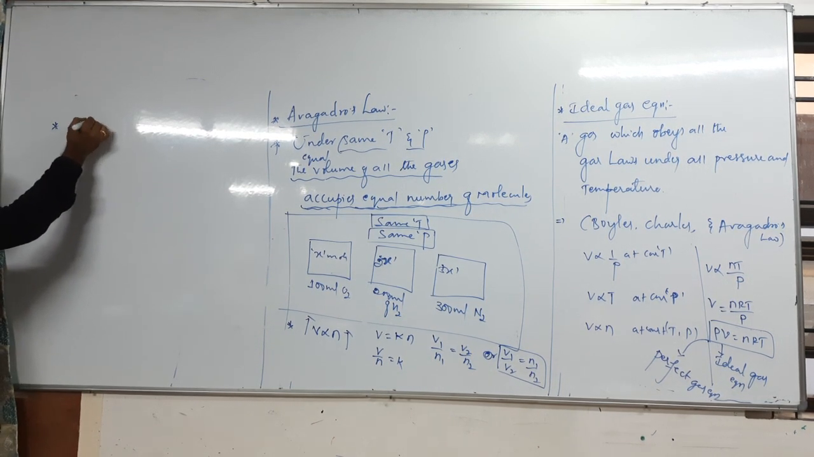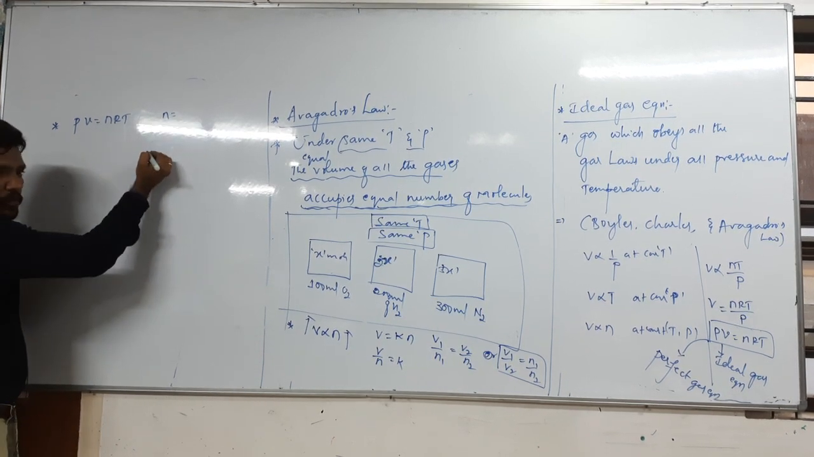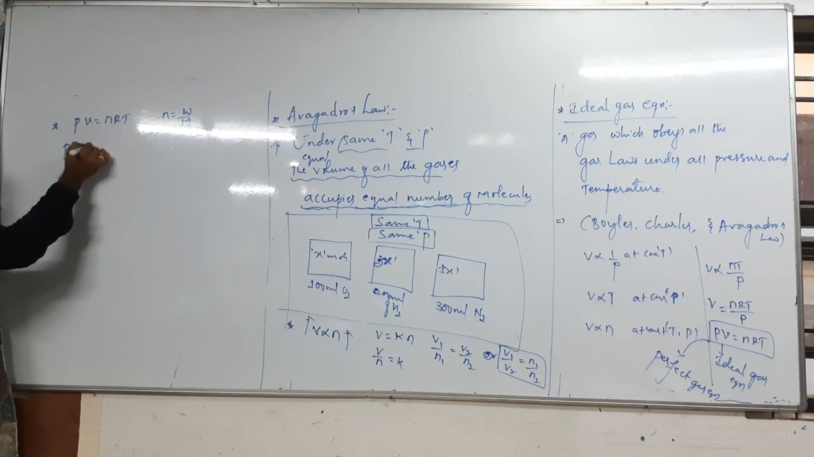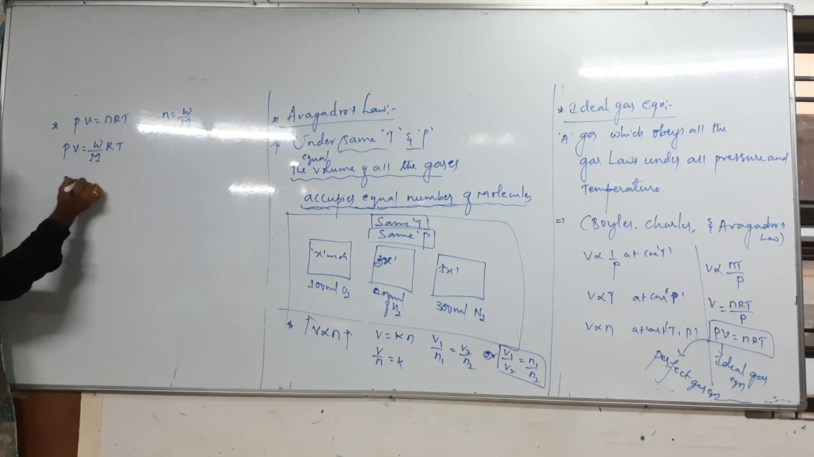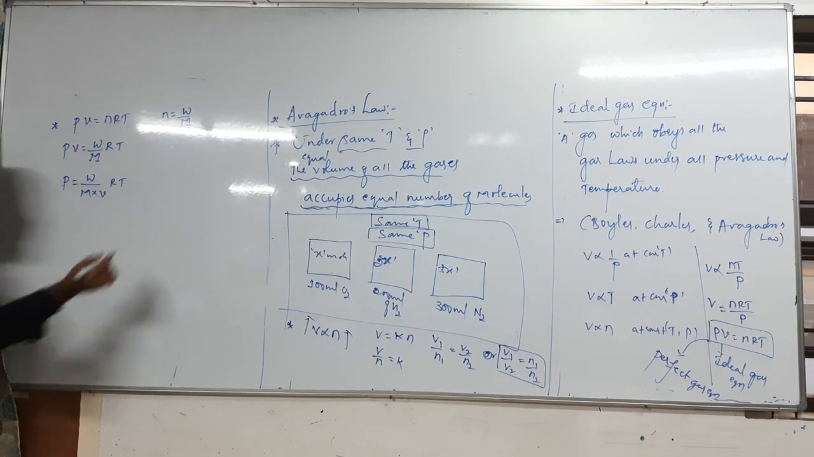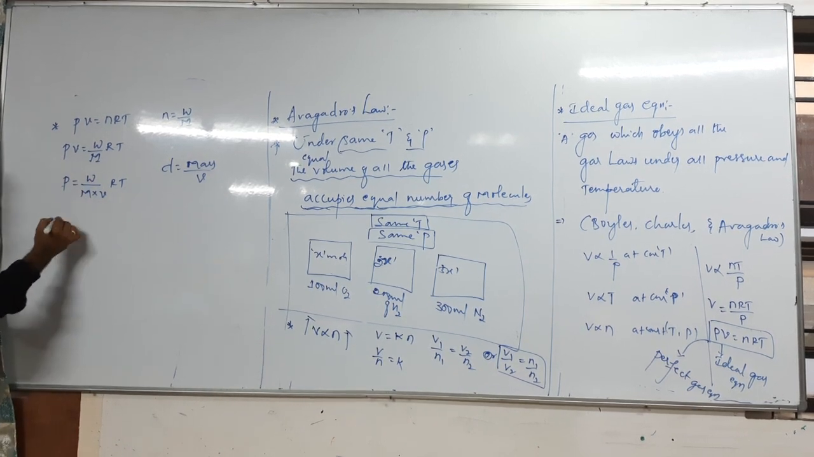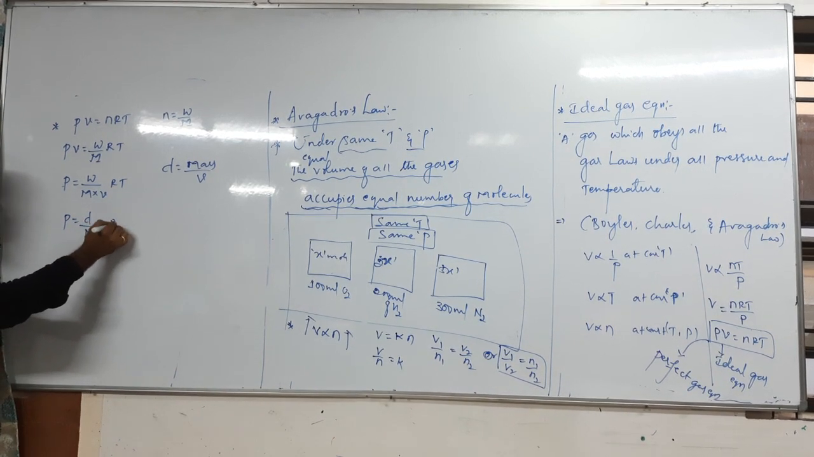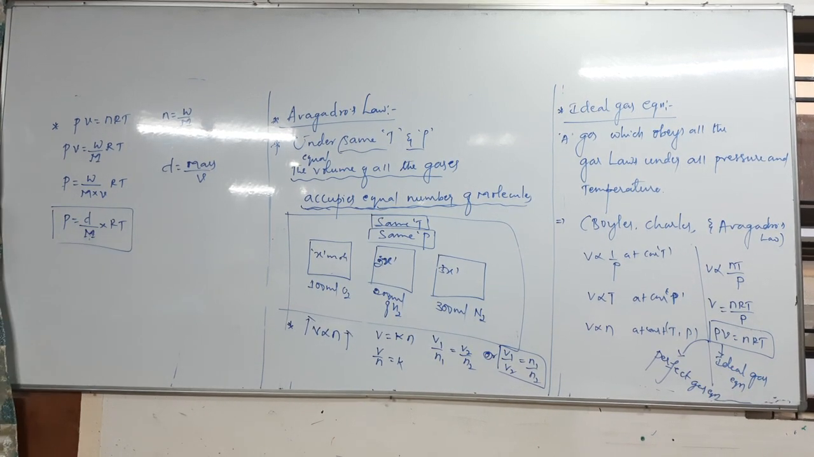So PV equals nRT, where n is the number of moles, weight by molecular mass. So PV equals W by M into RT, whereas P equals W divided by M into V and RT. What is the density formula? Density is mass by volume, so W by V is D. So P equals D divided by M into RT. This is one form of the equation we get for the ideal gas equation.